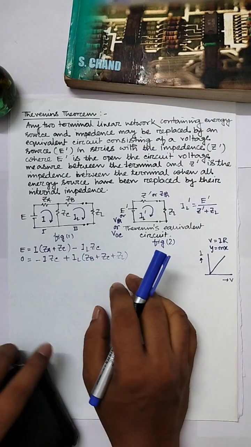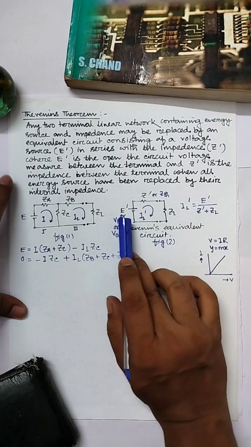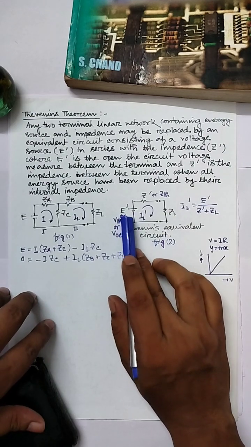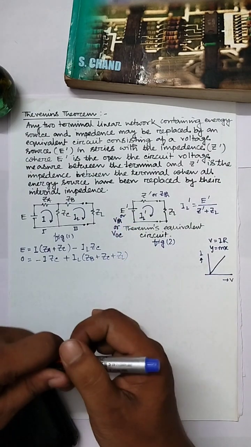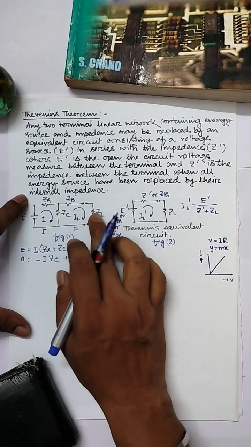Now to find E dash and Z dash. E dash is the Thevenin equivalent voltage. To find this equivalent voltage, we have to remove the load resistance.